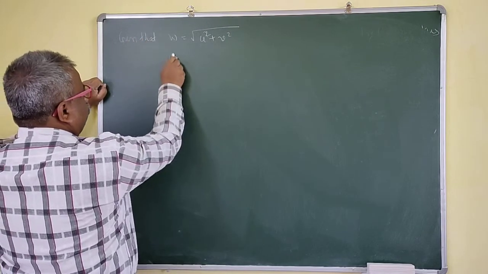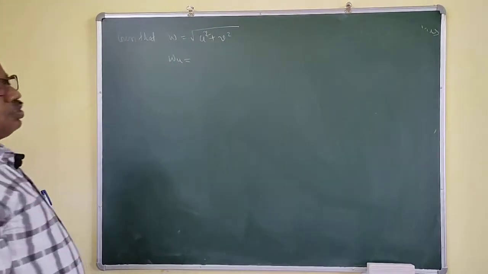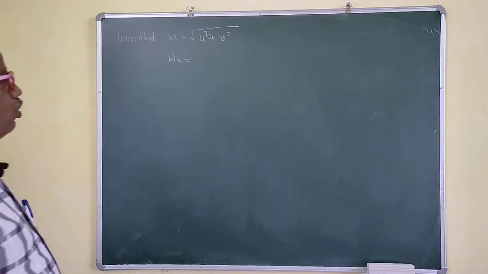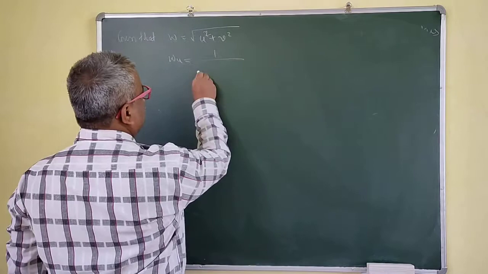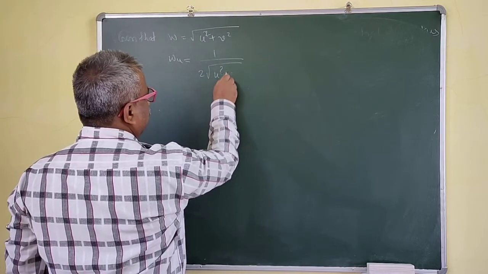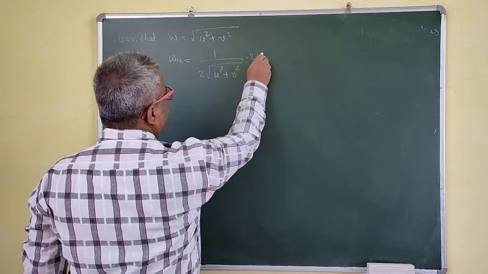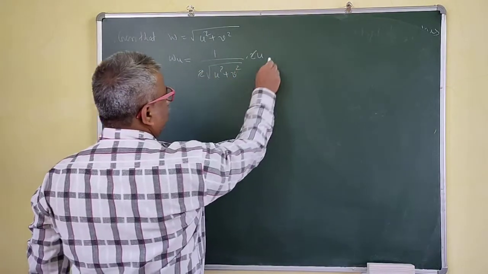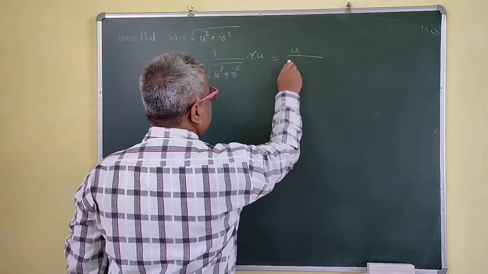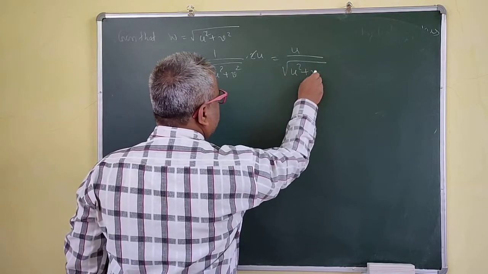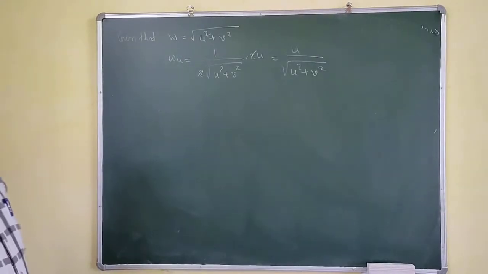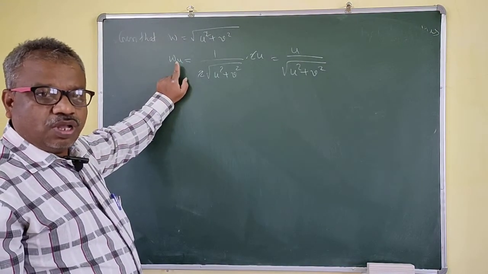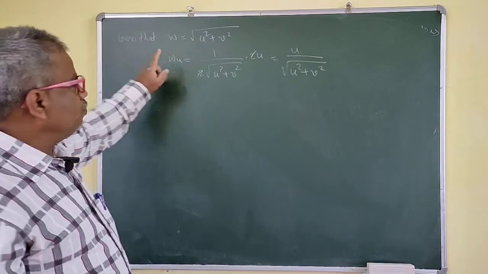Solution: given that w is equal to root of something. The derivative of root of something is 1 upon 2 root of something into the derivative of something. Into twice u, now the 2 gets cancelled. So this is u upon root of u square plus v square. Now what I have to do? We have to differentiate this with respect to u and with respect to v.